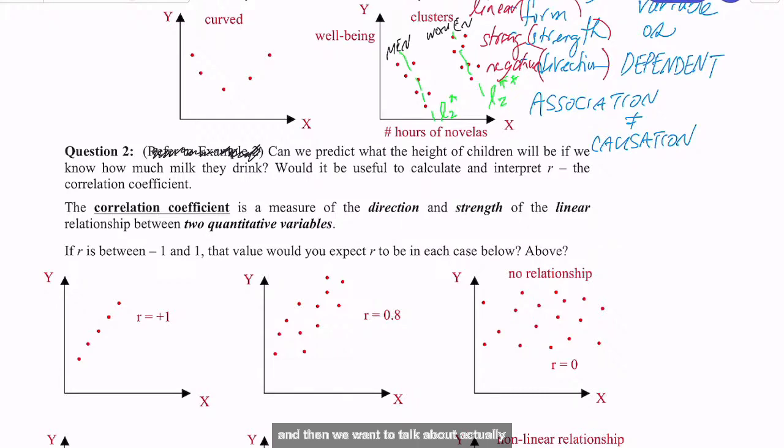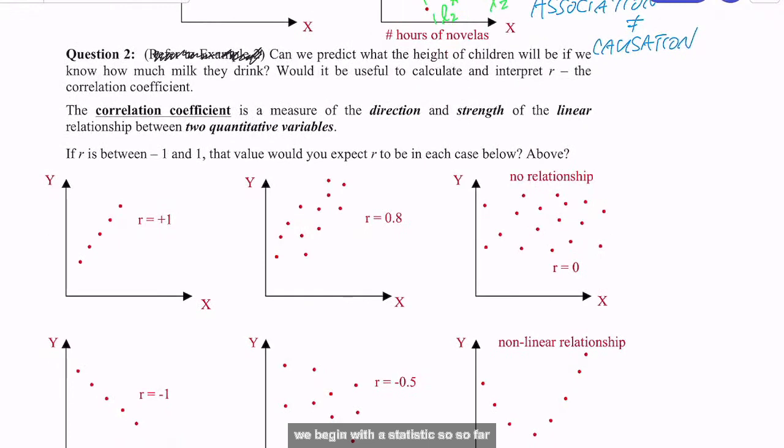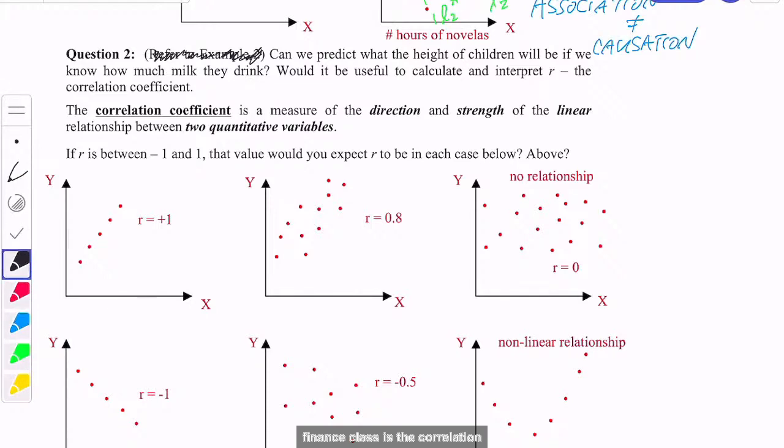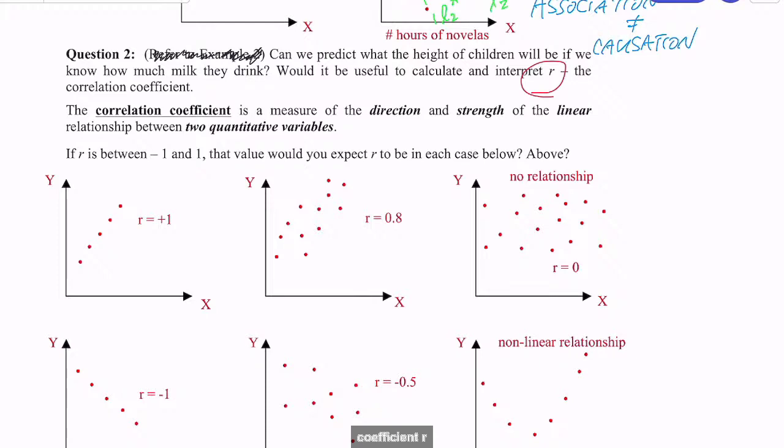And then we want to talk about actually calculating the line. We begin with a statistic. So far you've learned about means and standard deviation. We talked something about percentiles and medians. Another statistic, and this is a critical one for this finance class, is the correlation coefficient, R. R captures the direction and strength of a linear relationship between two quantitative variables. So your variables have to be quantitative.